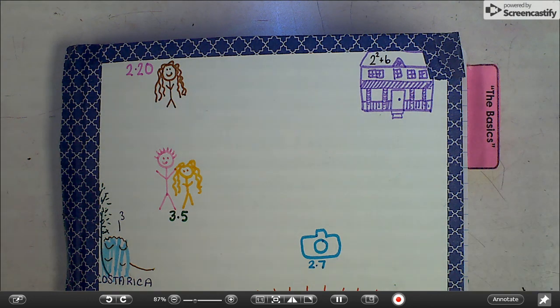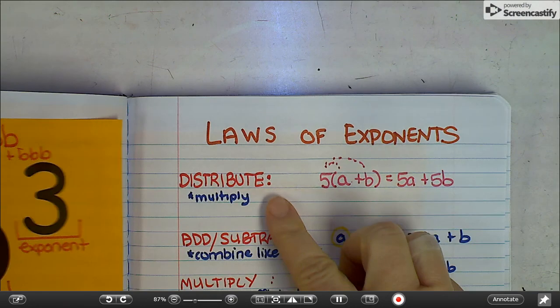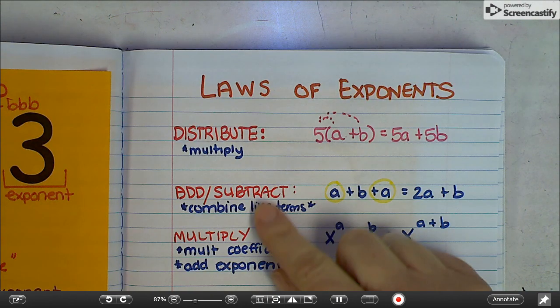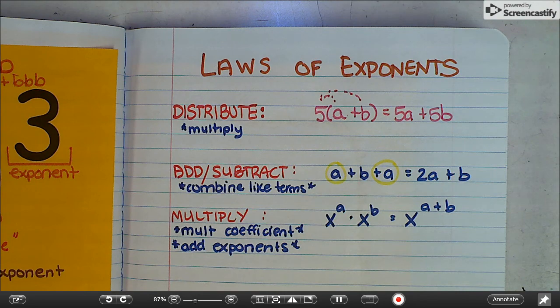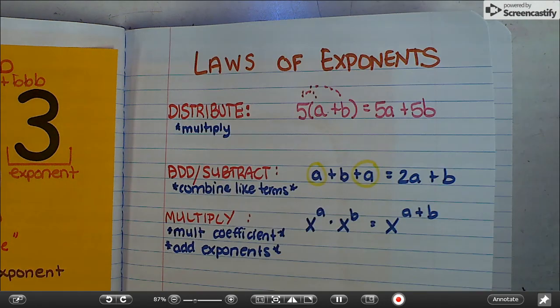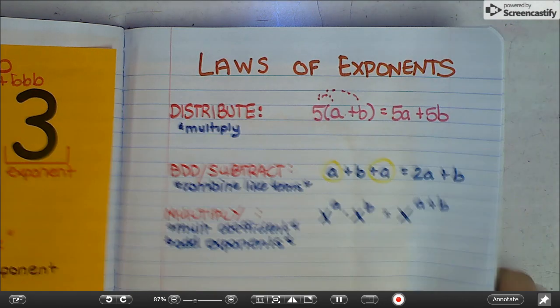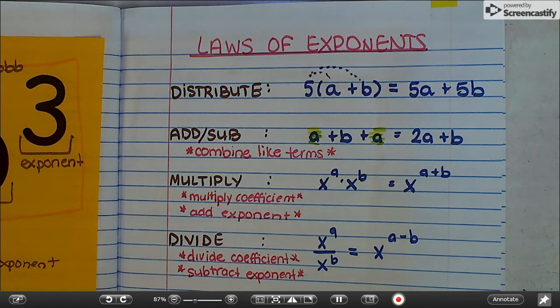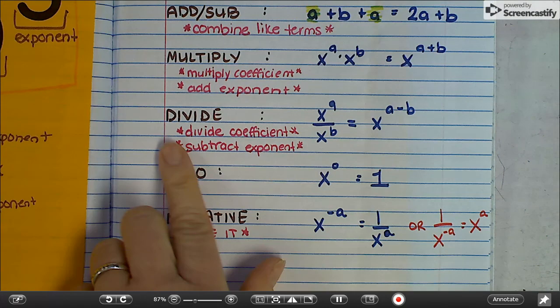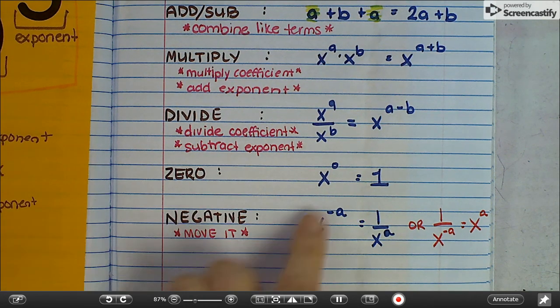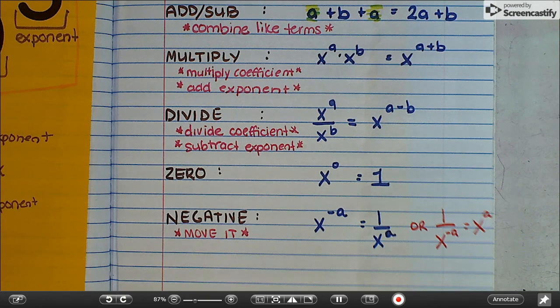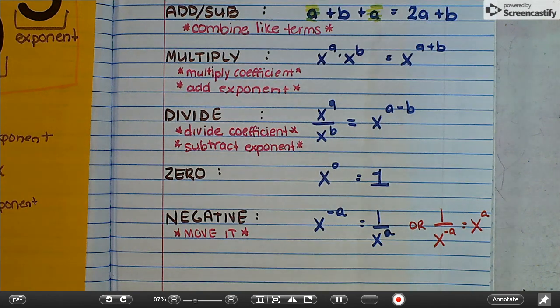Good morning. I'm going to talk about the last law of exponents. We've already talked about the distributive property. We've talked about adding and subtracting and combining like terms. We've talked about multiplying and how when you multiply, you add the exponents. We have also talked about dividing the coefficients, subtracting the exponents, the zero power, which means that it equals 1, and negative exponents, which basically mean they're in the wrong place.